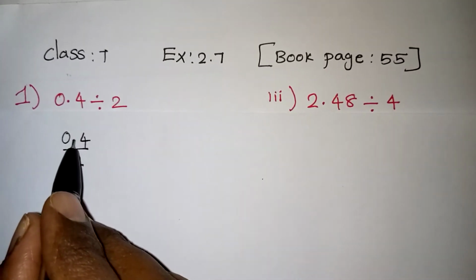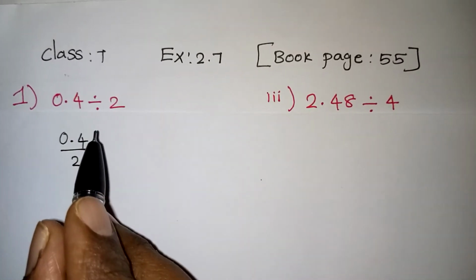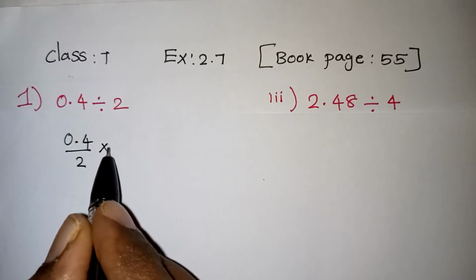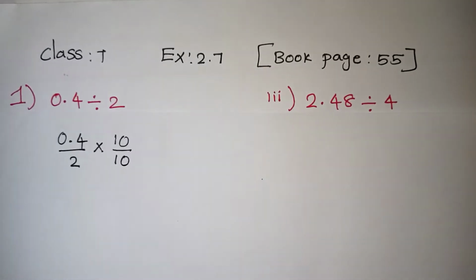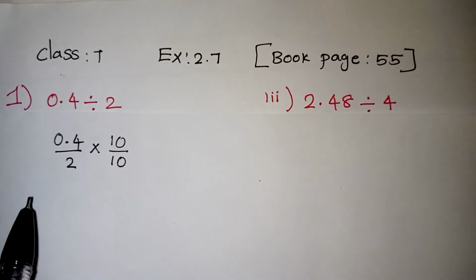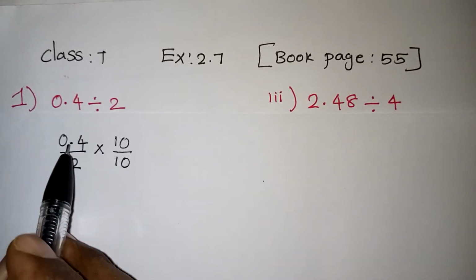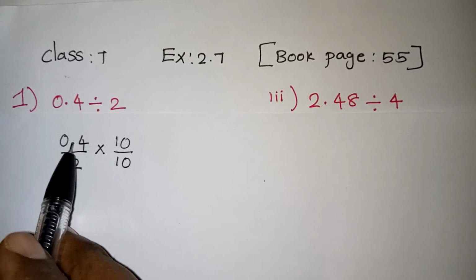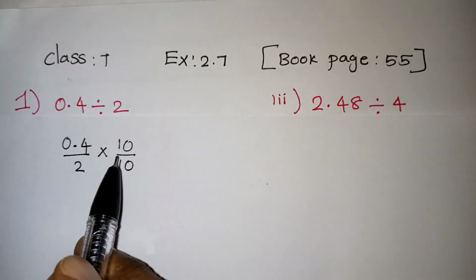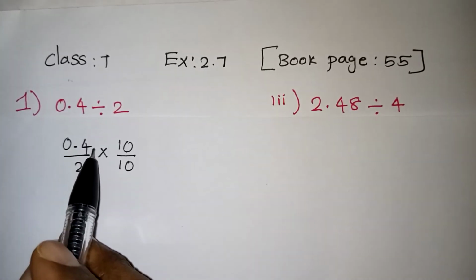Now here after the point, how many digits are given? Only one digit is given. So we have to multiply and divide by 10. Why are we multiplying and dividing by 10? To remove the decimal. When you multiply with 10, the decimal will move one place to the right hand side. Here there is only one 0, so the decimal should move one place.